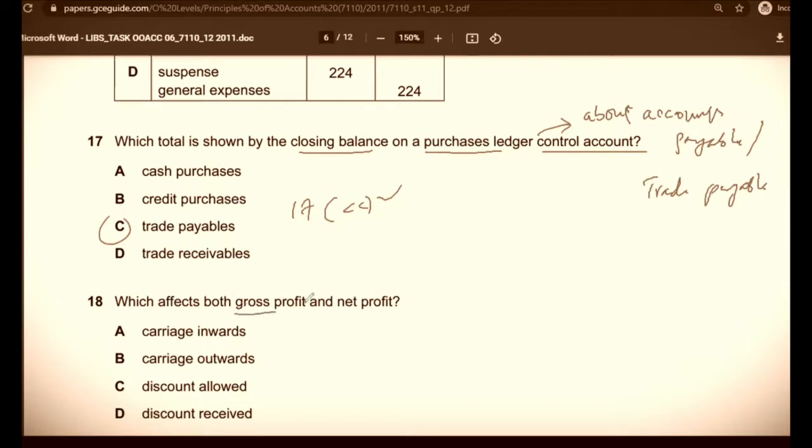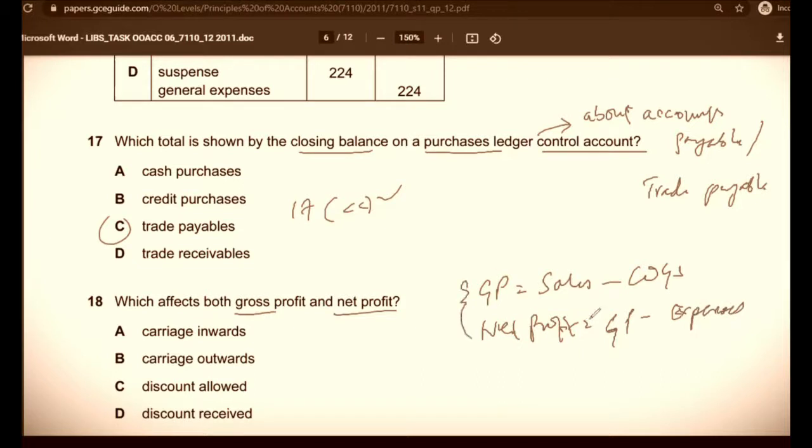Which affects both gross profit and net profit. So gross profit is basically the difference between sales minus cost of goods sold, and net profit is the difference between gross profit minus the expenses. So once you have the formula, by looking at the formula, you would search through the options which would affect my gross profit and net profit. So the answer to multiple choice 18 is option A, carriage inwards.